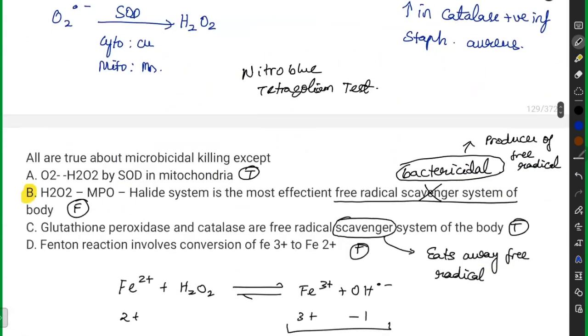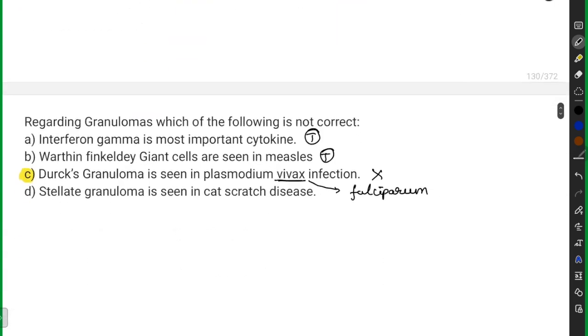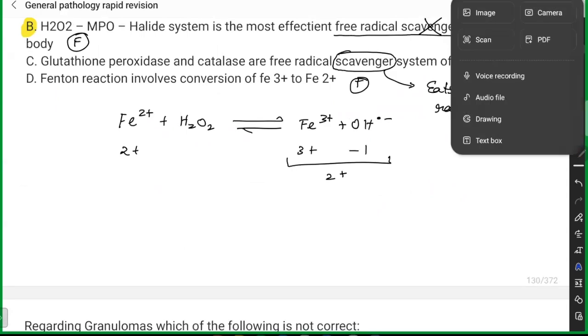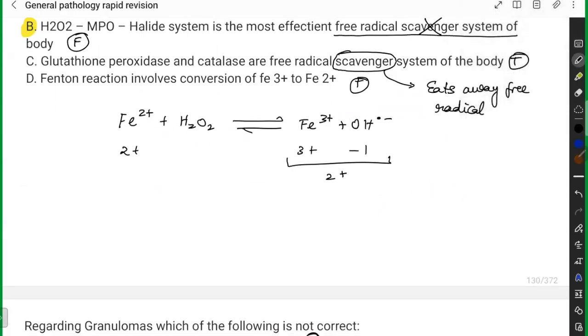Now moving towards the next question. Before moving to the next question, you need to remember a very important table. I just want you all to write it down: mediators of inflammation. So what are the mediators of inflammation? We are going to see that.